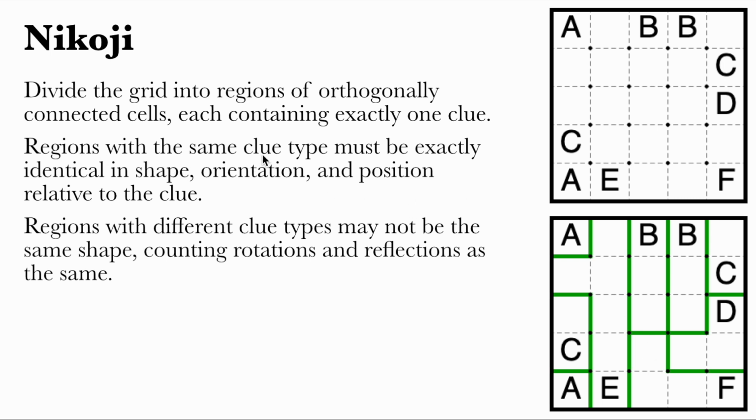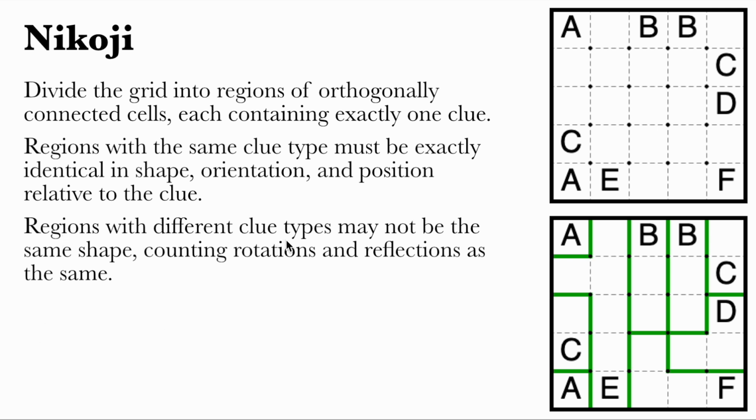Regions with the same clue type, meaning letter, must be exactly identical in shape, orientation, and position relative to the clue. So that is saying that this C has to be in a region of the same shape as this C. They have to be oriented the same way. They're both vertical dominoes, as you can see here. And the C's themselves have to both be in the same place within that region.